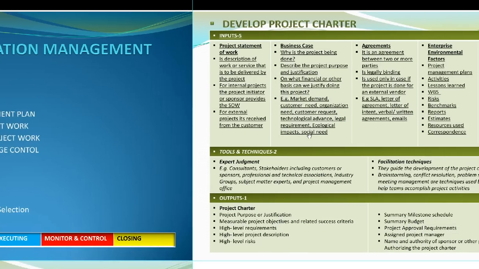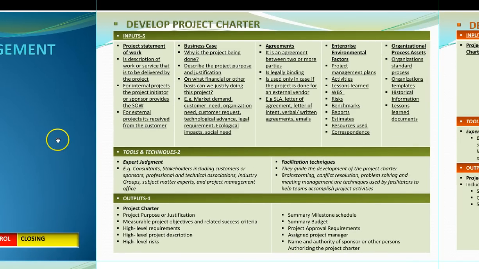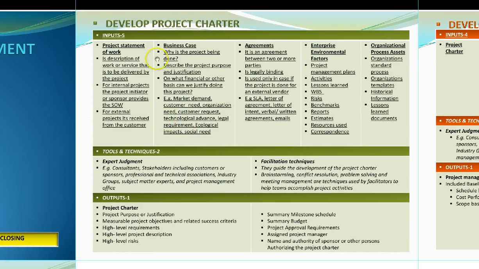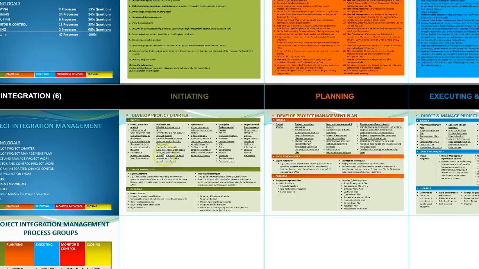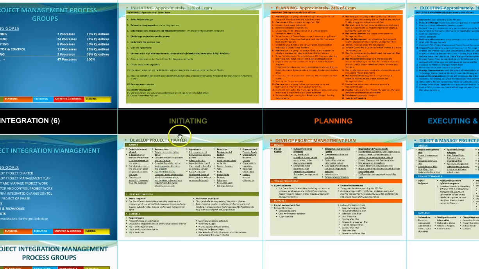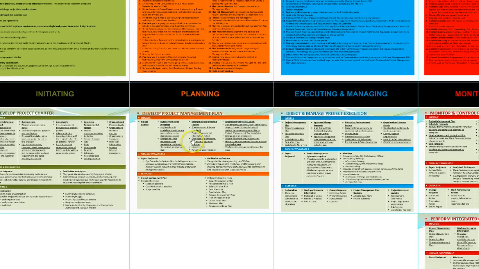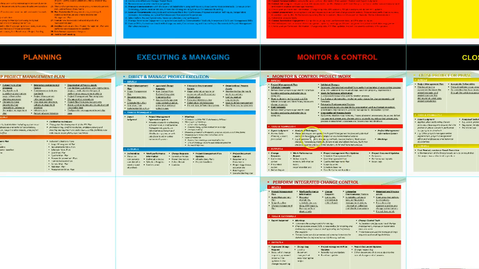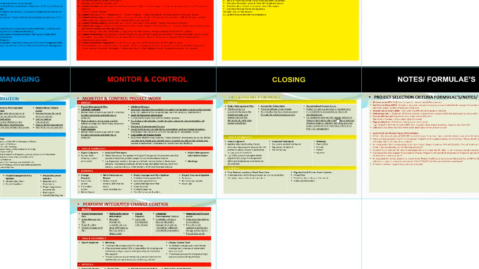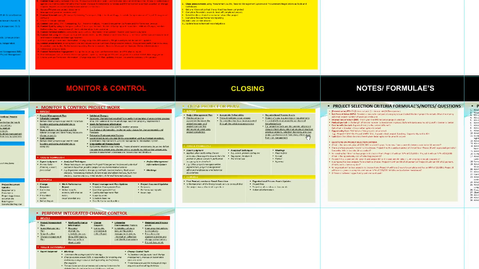Now, I would like to tell you something about how this is going to work. I've already told you about the different color codes that we have. Green is from the initiating process group. The color orange is from the planning process group. Blue is from the executing process group. Red is from the monitor and control. And yellow is from the closing process group.